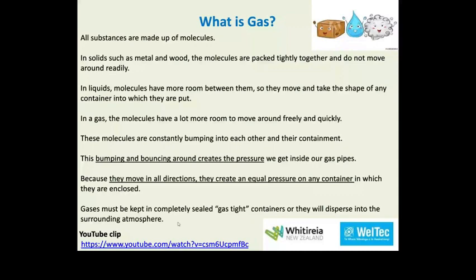So if we have a leak, it's going to find a way to escape. It won't all escape at once, but it will continue to escape until it equalizes itself with atmospheric pressure. So it'll basically empty itself from where it is to wherever it can get to, if it has the chance.